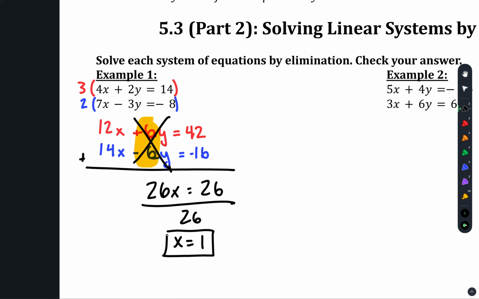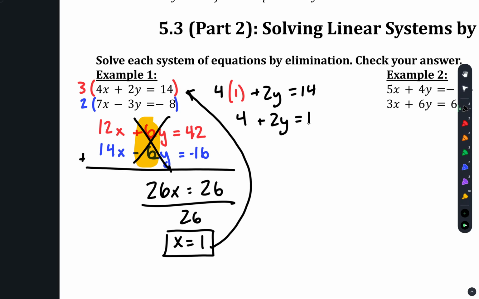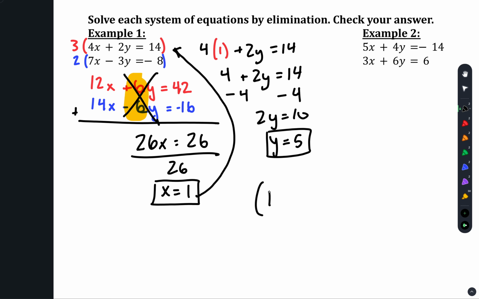Remember, we're not done. We now have to take that x equals 1, plug it back in, do the rinse and repeat. I'm going to do 4 times my x value, which is 1, plus 2y equals 14. So y equals 5 here. We can write our answers as coordinates, as you should be doing. This would give you 1, 5. Good? Any questions on that?